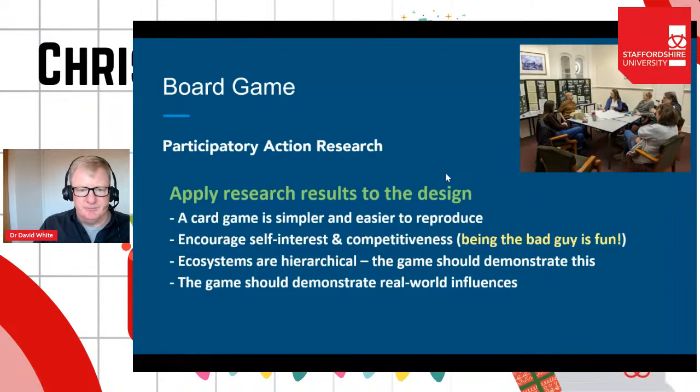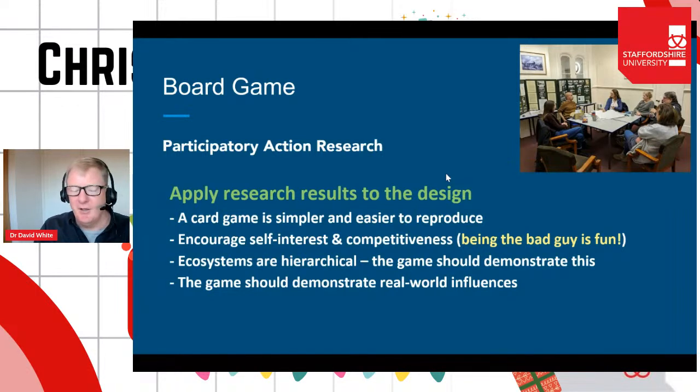So in terms of how we applied those research results to the design, we came up with the conclusion: let's not do a board game. We realized we didn't really have the time for that, probably not the expertise either.